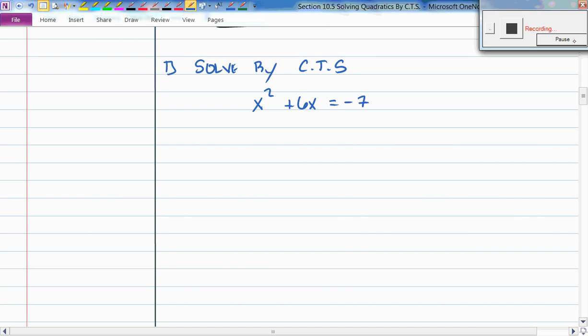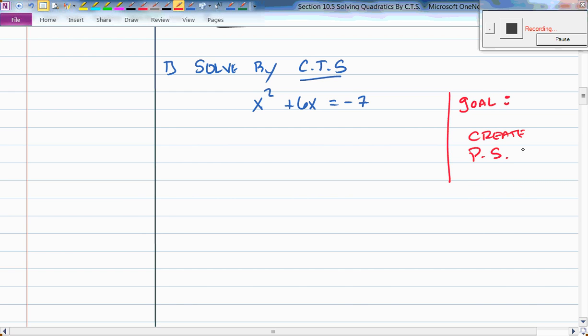Alright, we got x squared plus 6x equals negative 7. And the directions say we're going to solve by completing the square. So, remember, what's our goal? We're going to keep our goal in mind. What's our goal to solve by completing the square? We want to create a perfect square trinomial.